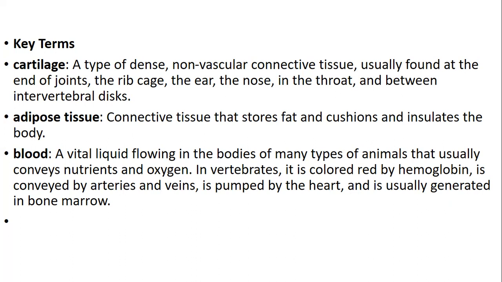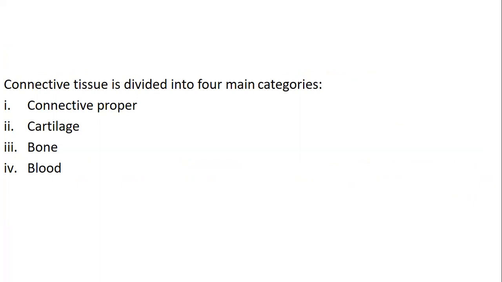Adipose tissue is a connective tissue that stores fat, cushions, and insulates the body. So these are some of the functions of fat in the body. Blood is a vital liquid flowing in the body of many types of animals that conveys nutrients and oxygen. In vertebrates, it is red because it contains hemoglobin. It is conveyed in arteries and veins, pumped by the heart, and generally generated in the bone marrow. Blood is also referred to as a liquid connective tissue because it connects one part of the body to the next.